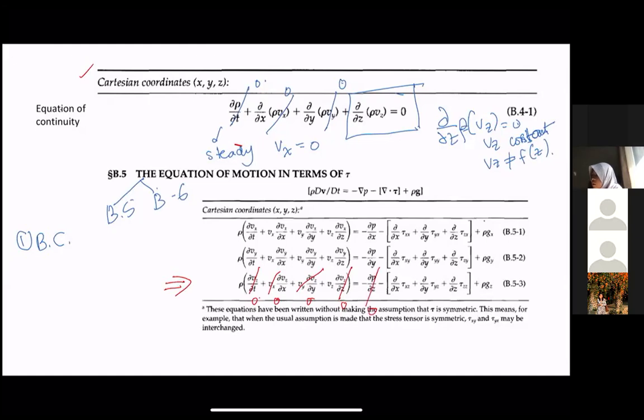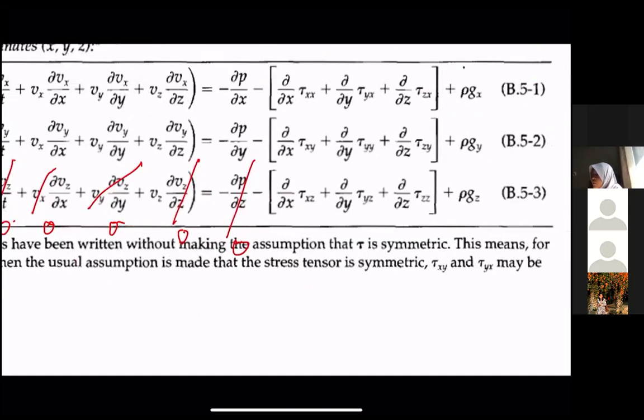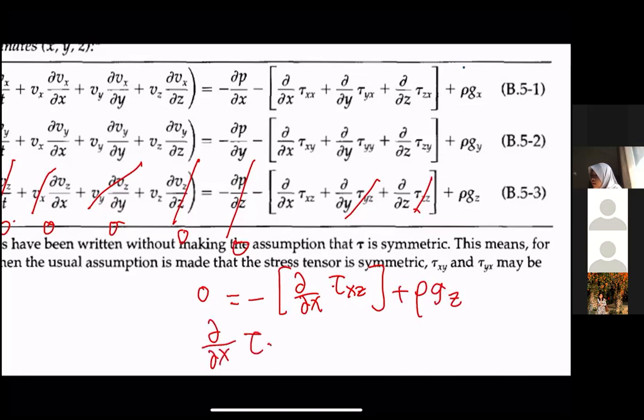Then dou tau xz over dou x, there is a value for this one. Tau yz over dou y we don't have, and tau zz also we don't have. So in the end we have 0 equal to minus dou over dou x of tau xz plus rho gz, or dou over dou x of tau xz equal to rho gz.